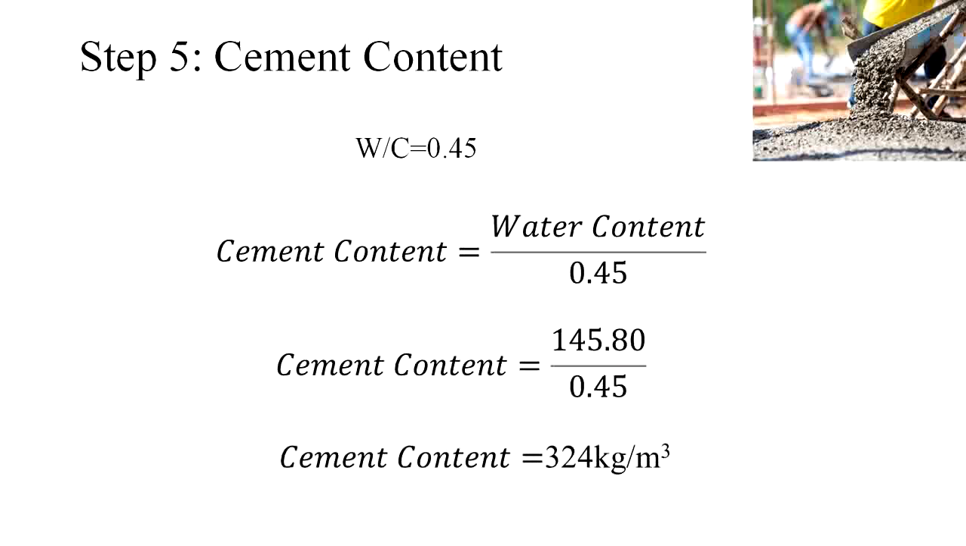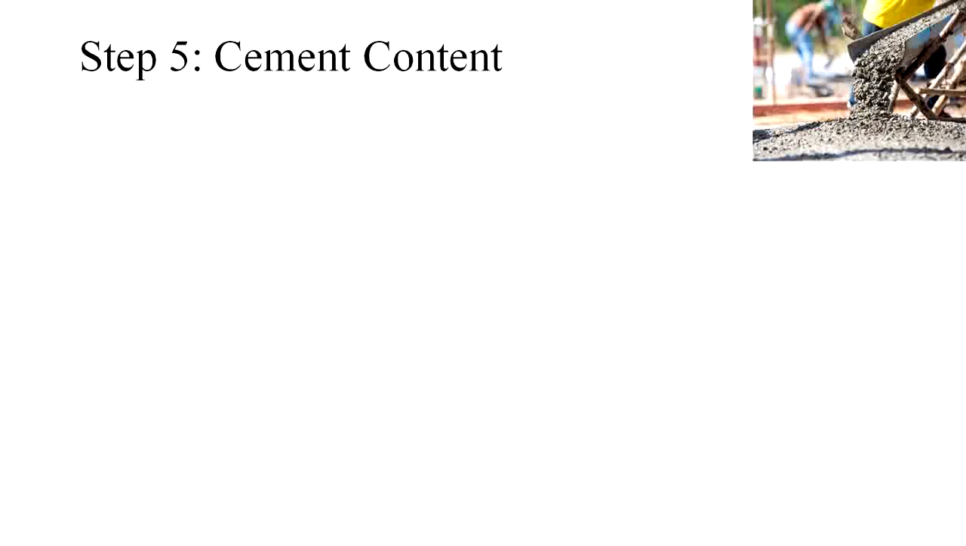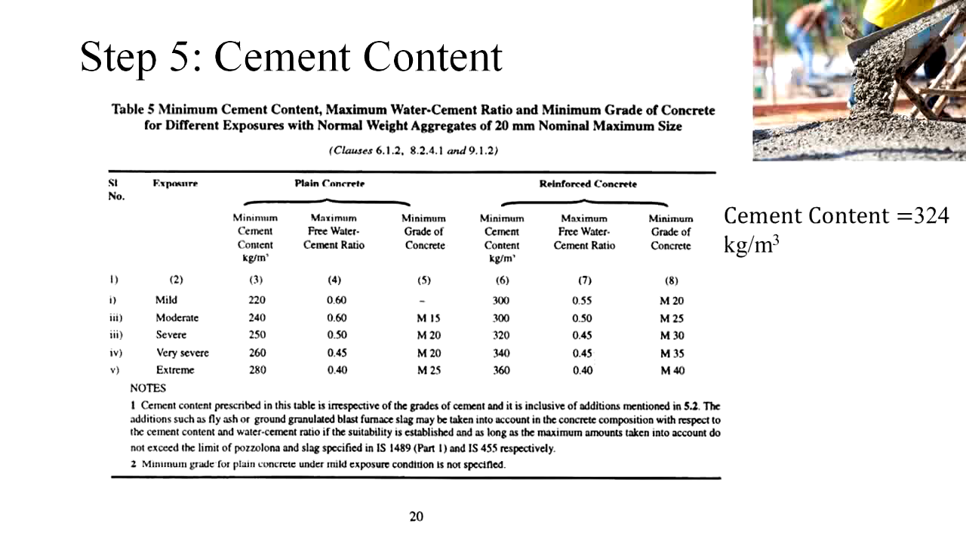Now, we are going to verify the cement content with the table provided in IS 456. The environmental exposure condition is termed as severe. For this particular condition, the minimum cement content to be used is 320 kg per meter cube. In the current problem, we have calculated the cement content as 324 kg per meter cube. Therefore, the final cement content we are going to use is 320 kg per meter cube.